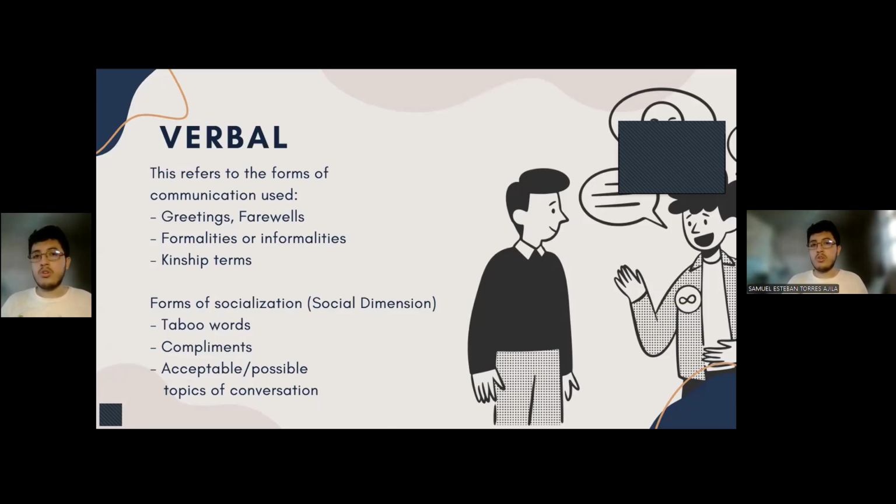The informal ones could be how's it going or what's up. But we need to take into consideration that this is happening in a social dimension. In a social dimension, we have acceptable or non-acceptable topics of conversation. It's from here that come the taboo words, the taboo concepts, like death, for example. We have the other side to complement how we make someone else feel good.